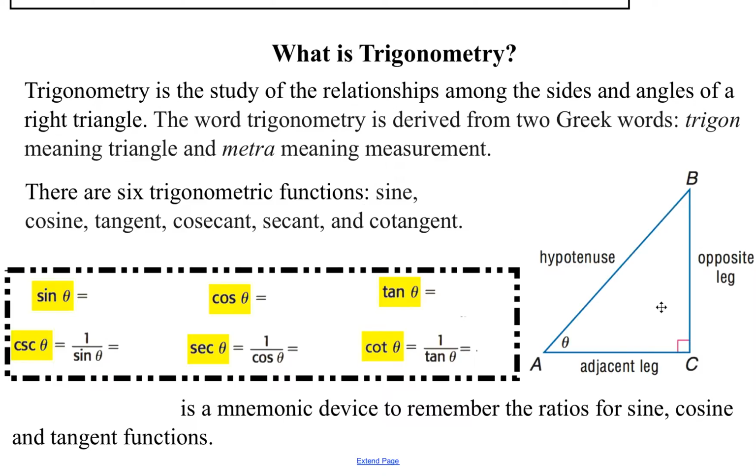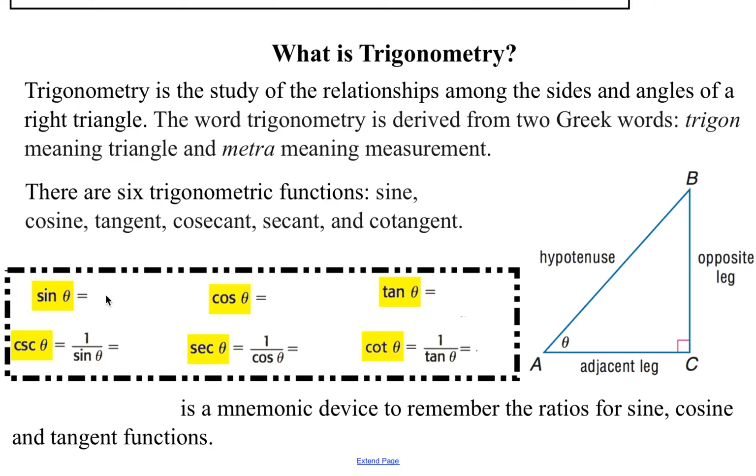Basically, in any right triangle, we have 2 legs and a hypotenuse. And depending on where your reference is, what angle you're at, so if we're down here at angle theta, this is a Greek letter called theta, also called angle A down here, this leg would be the opposite leg. This leg is the adjacent leg, and then the hypotenuse is always the longest one, which is opposite the right angle.